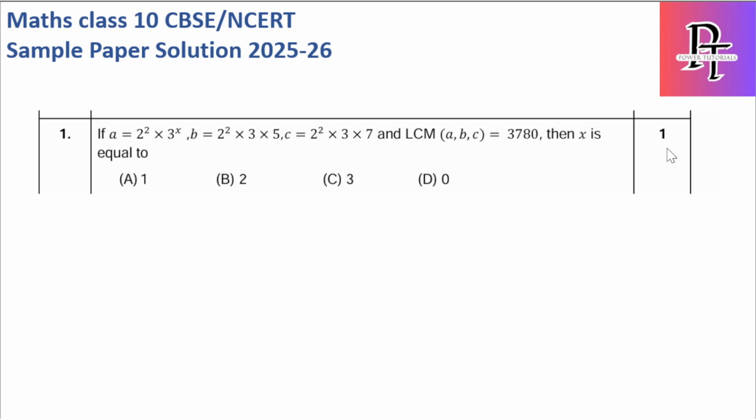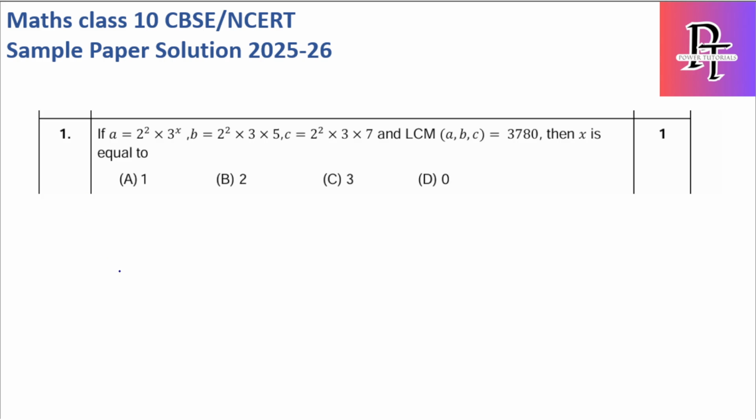So the first one: if a is equal to 2 square into 3 power x, b is 2 square into 3 into 5, c is 2 square into 3 into 7, they're saying that the LCM of a, b, c is 3780, then the x value is equal to. So to find LCM or HCF using the prime factorization method, what you have to do, first we'll discuss.